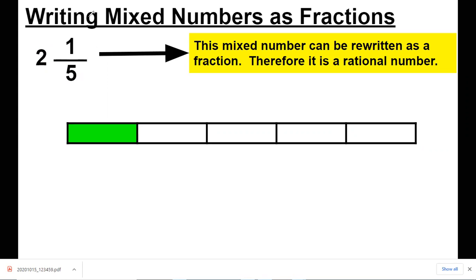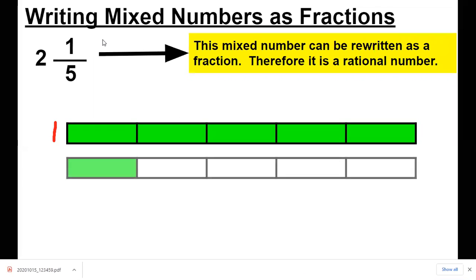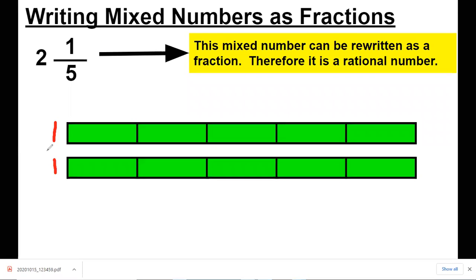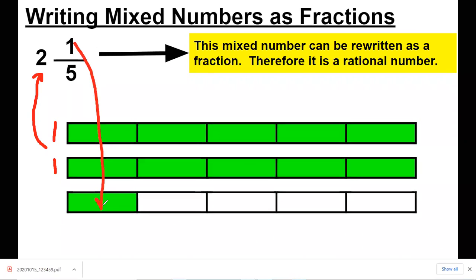So now we have to get to 2 wholes. So let's try with the first one. 2 pieces, 3, 4, 5. There's my first 1 whole pizza. Do it again because we need 2 wholes. Color in each piece. Okay, there's another whole. 1 and 1 makes 2 wholes. Now I have to have a fractional part of the last pizza. That's 1 piece colored in out of the 5 pieces.